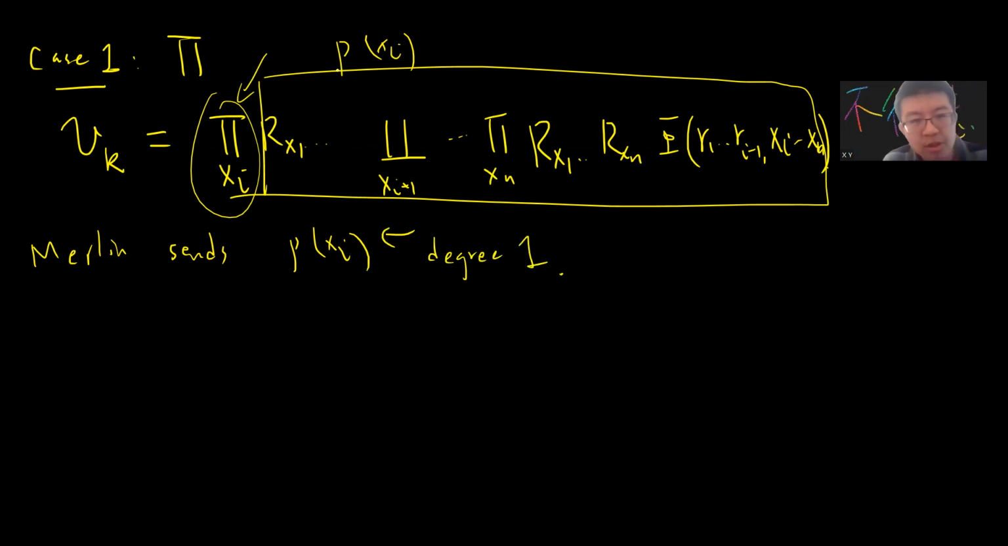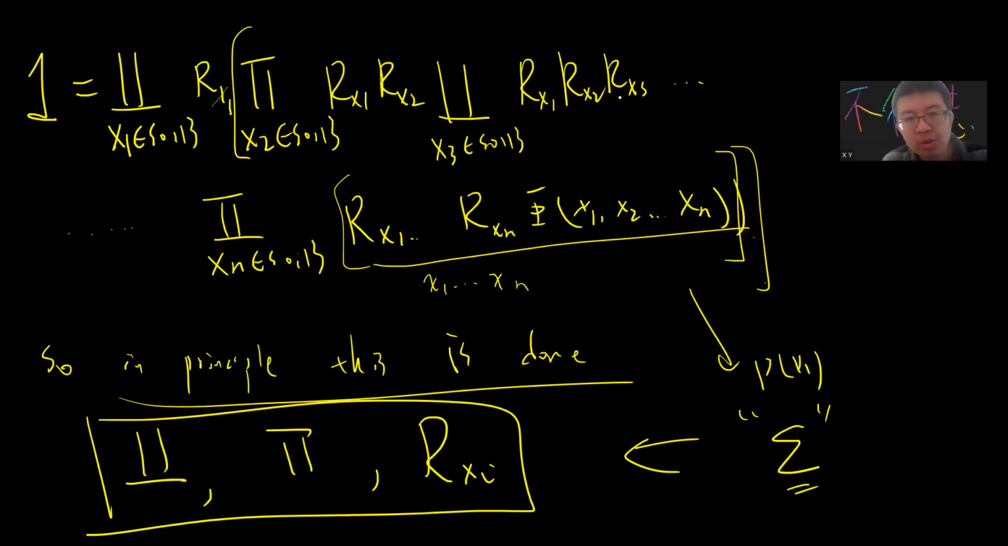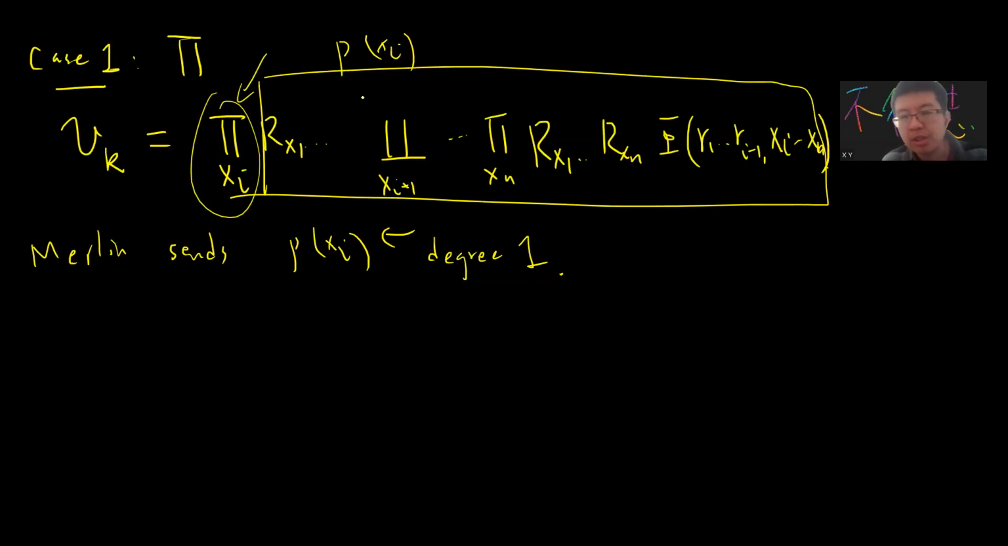Because in every step, right, you always linearize. So maybe in the middle step you already linearized Xi. So this guy is linear, a Xi plus b. The rest are just numbers. So Merlin sends P of Xi, degree 1, to Arthur.